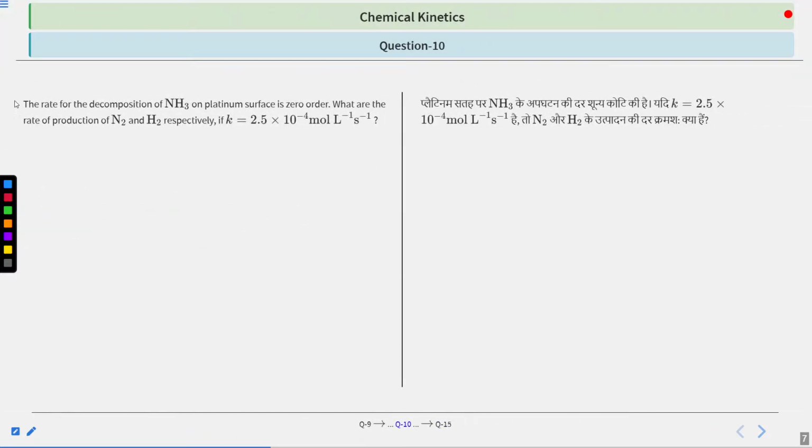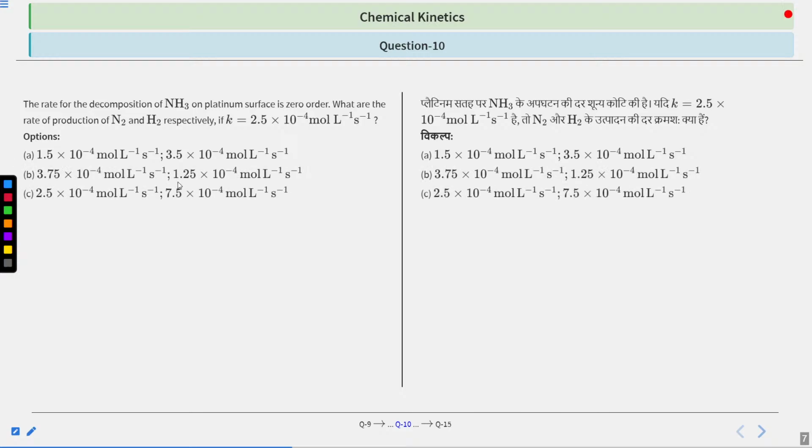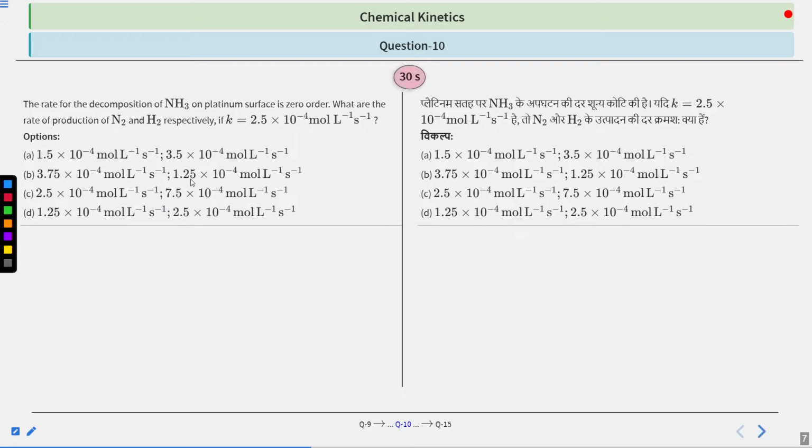Question number 10. The rate of decomposition of NH3 on a platinum surface is zero order. What are the rates of production of N2 and H2 respectively? Your k is given as this much. Your options are A, with 2 values given, B, C, and D. So 4 options are there. So let us see who can solve it. You have 30 seconds to solve this question. Your time starts now.